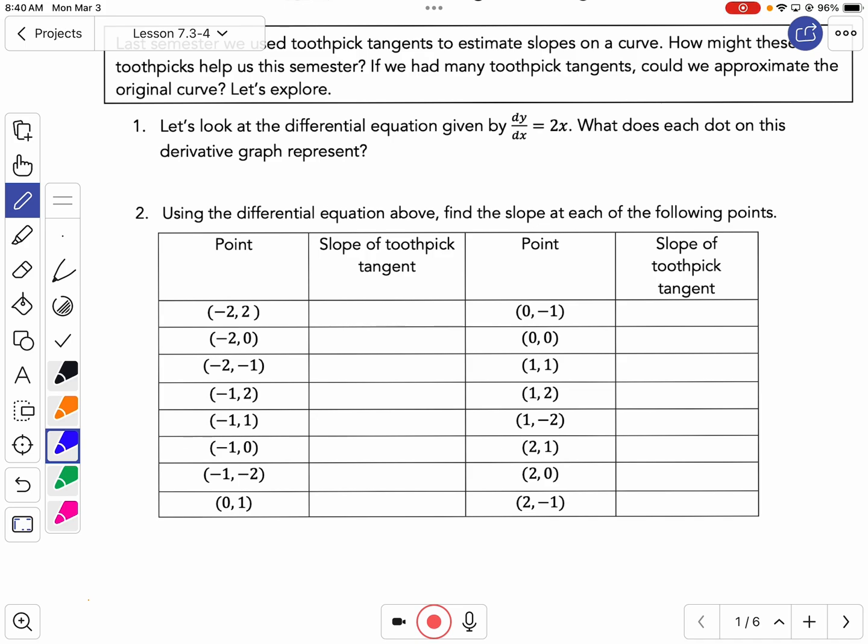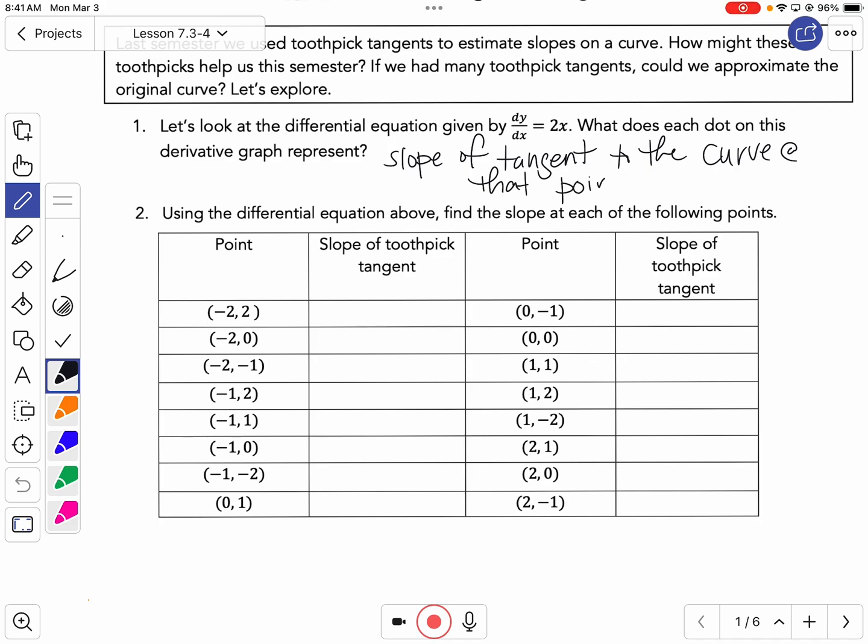All right, let's look and see what we got. It says if we look at this differential equation given by dy/dx = 2x, what would each dot on that derivative graph represent? The slope of the tangent to the curve at that point. Okay, so it would be the slope of the tangent to the curve at that point. That's what a derivative is. It is the slope of the tangent.